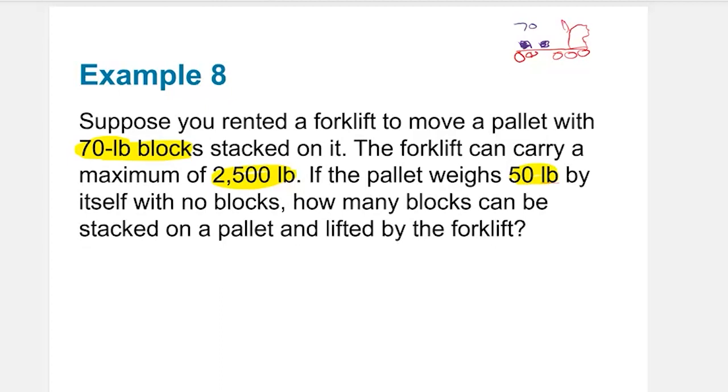I know a few things, right? So I know, first of all, that if I don't have any blocks, my pallet weighs 50 pounds. So I start with the 50 pounds. And then if I put one block on it, then I have 70 pounds. If I put two blocks on it, then I have 2 times 70, or 140. If I stack 3, I have 210. So what I'm going to do is multiply 70 by x, where x is equal to the number of blocks, right?